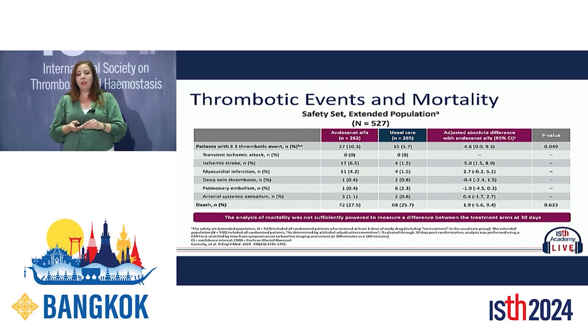As you may also be aware, thrombotic events and mortality were measured as a part of this study out to 30 days. And you can see that in the andexanet alfa arm, there were more thrombotic events, 10% versus 6% in the usual care arm, and that was statistically significant. You can see that this included events like ischemic stroke, which was statistically different, and also myocardial infarction. About a quarter of the population in this study died within 30 days, similar mortality rates in both arms for this study. We can talk more about these data in the discussion period.